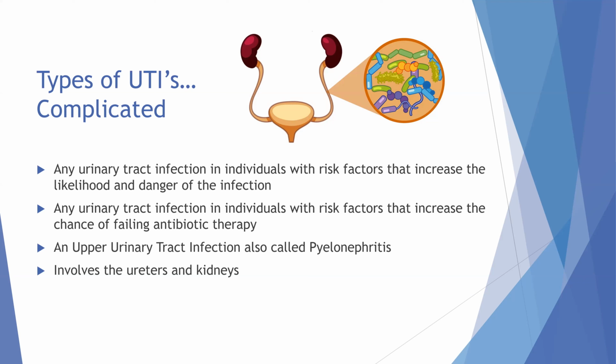An upper urinary tract infection is also often called pyelonephritis, which is basically referring to an infection of the kidney. It involves the ureters and kidneys. So it's moved past the bladder into the tubules, or the tubes that drain from the kidneys, and then it's traveled up into the kidney.